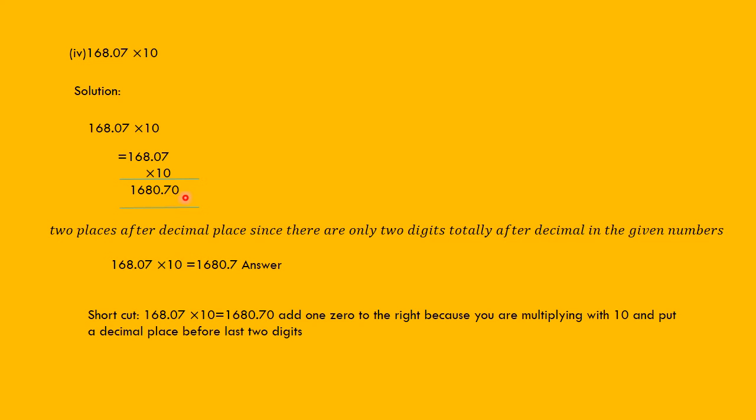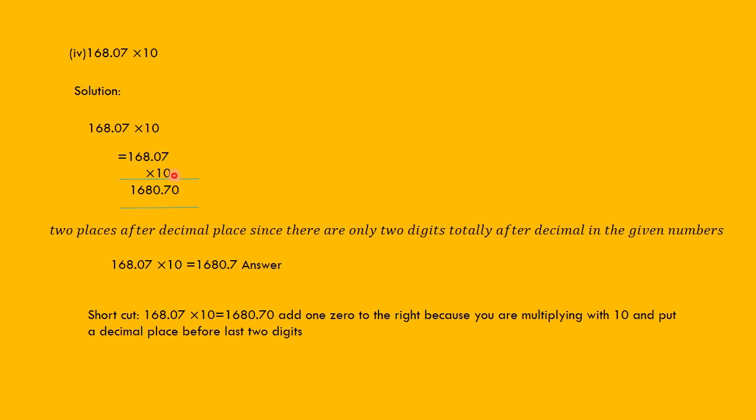So 70 point. So we will leave two digits. So 1680.70. So the answer is 1680.7, because after the decimal, the last 0 we don't consider. Isn't it?